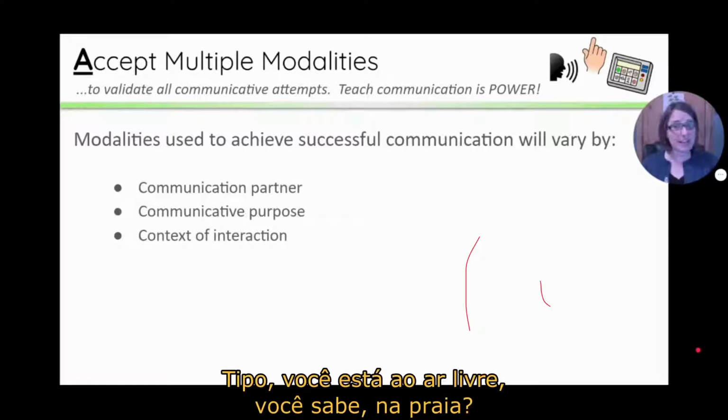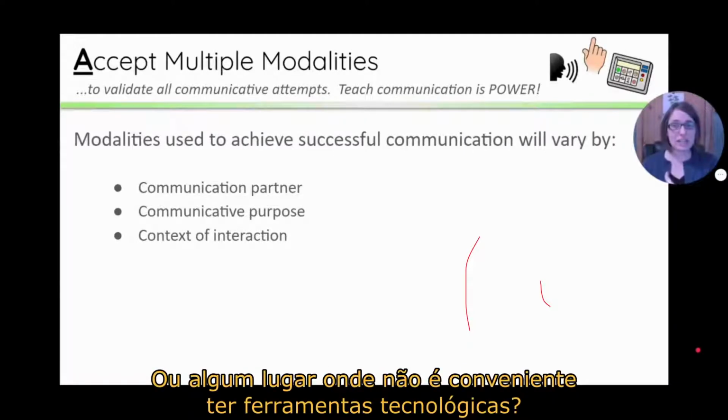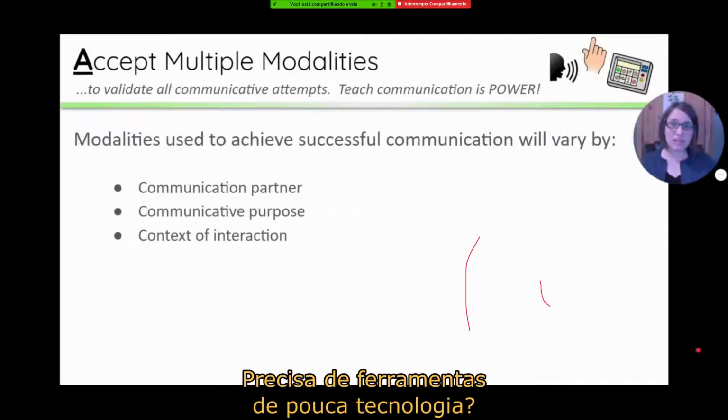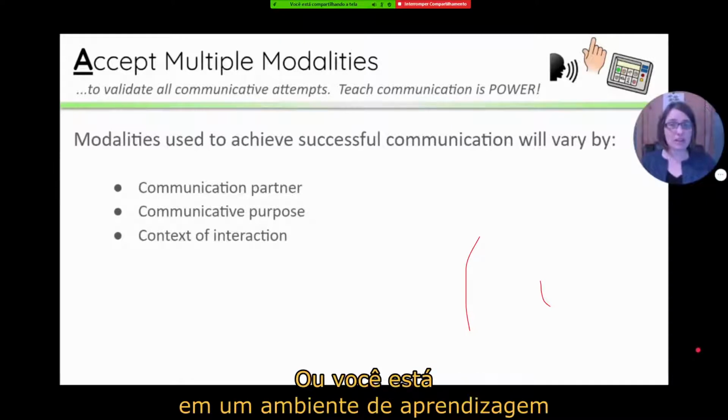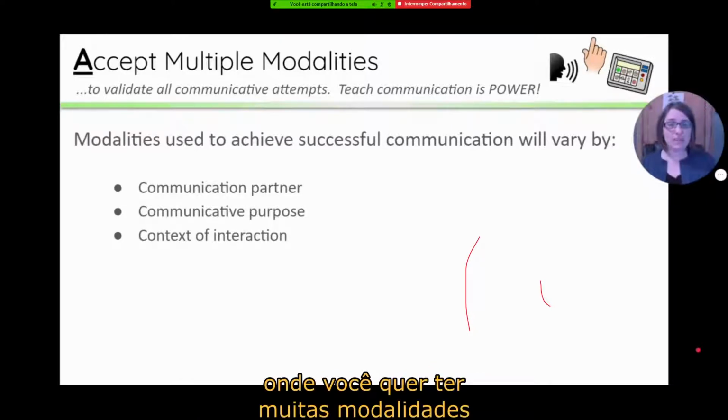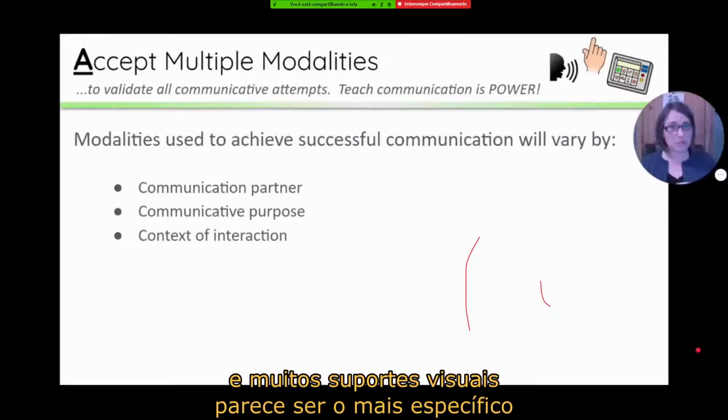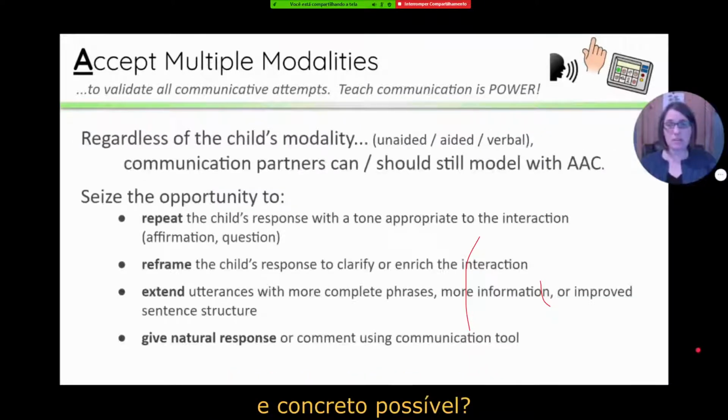Like, are you outside, at the beach or somewhere where it's not convenient to have a technology-based tool? Do you need a low-tech tool, or do you need to use nonverbal means? Or are you in a learning environment where you want to have lots of modalities and lots of visual supports to be as specific and concrete as possible?